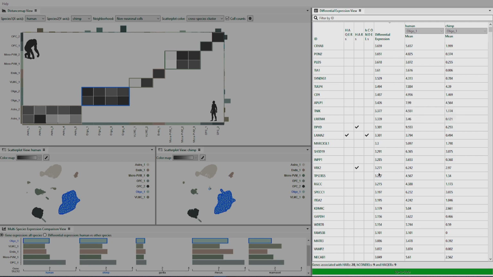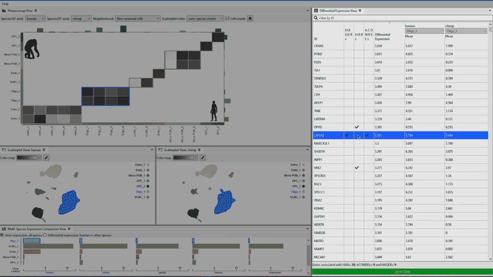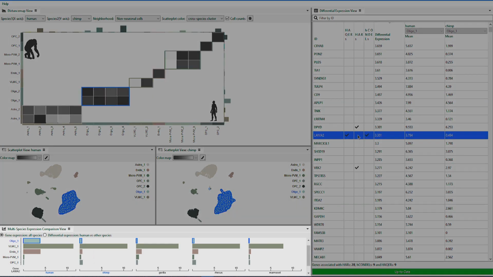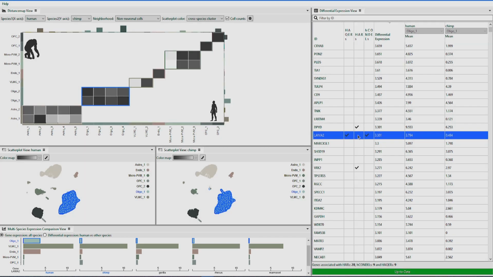We want to further investigate by comparing the expression values of all the species for this gene. So, we select the gene and compare the expression values for all the species in the expression comparison view. We find that the gene has a low expression value for all the other primates compared to humans. Our collaborators also mentioned this gene to be differentially expressed in humans for the oligodendrocyte cluster.